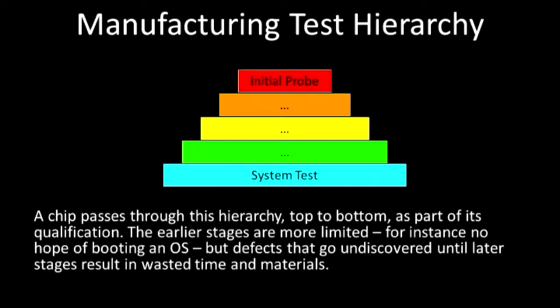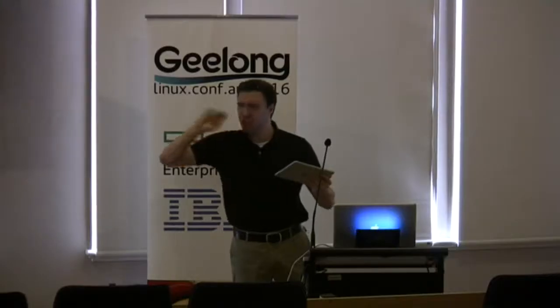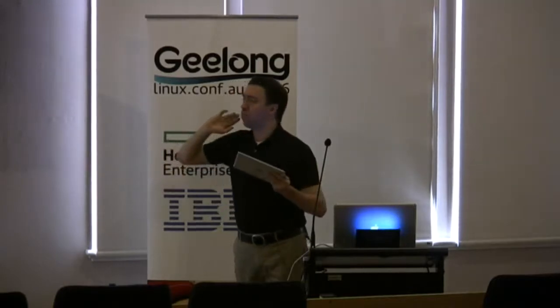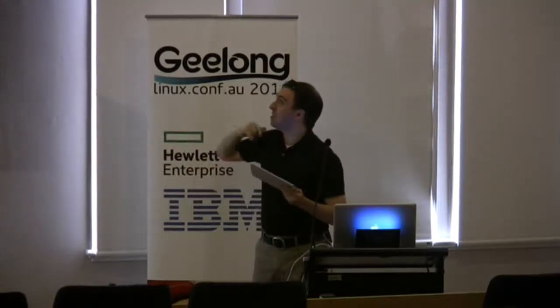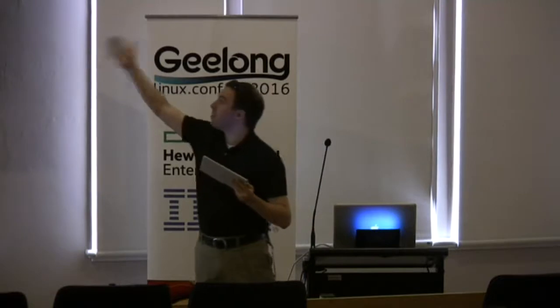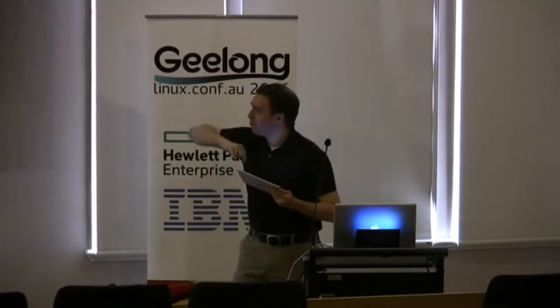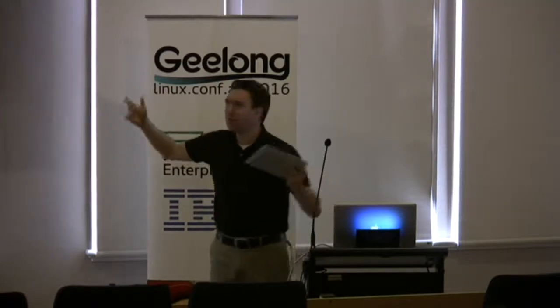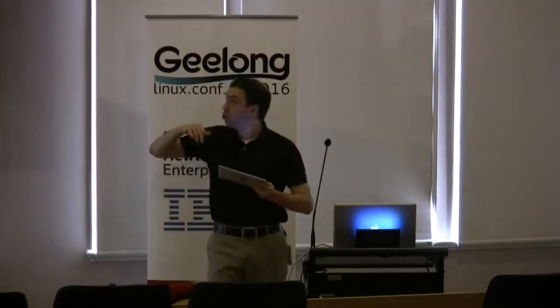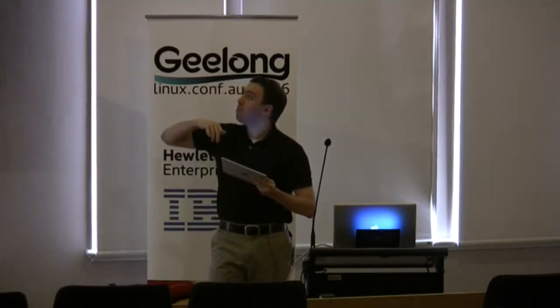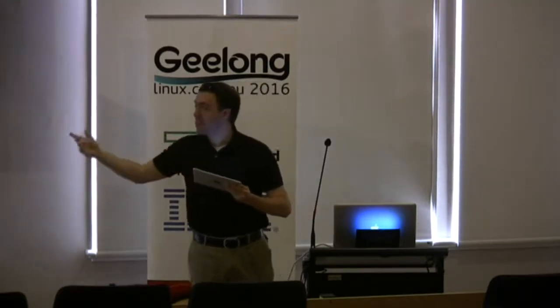But the two things that are really important is that at the top, you have very limited tests. You have tests that are run in a probe environment, meaning before the chip is actually even cut off of the wafer. You have a probe which comes down, touches the die, and runs certain tests. This is a very limited environment, as opposed to the very bottom of the hierarchy, which is a system test environment, where the die has been cut, packaged, maybe even soldered down to a board, and you're actually going to run much more robust tests in this case.